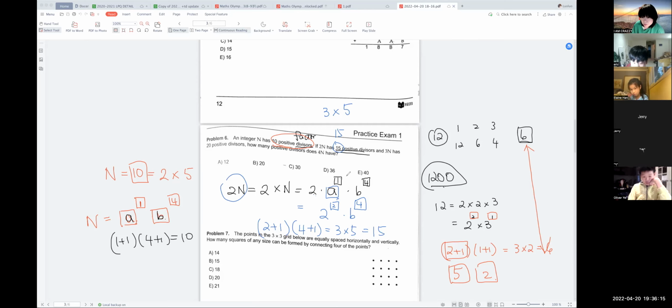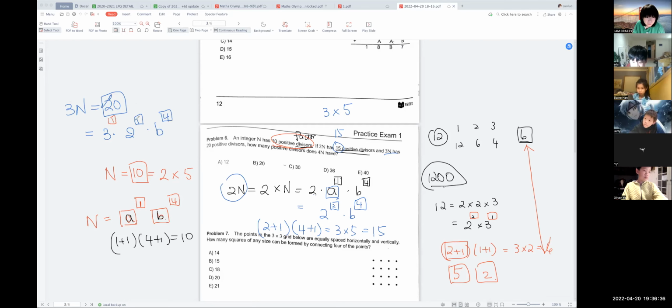Okay, the good thing is we solved A. The next step is we want to find out what B is. So let's see. 3n has 20 positive divisors. That means 3 times 2 to the power 1 times B to the power 4 has 20. Let's take a look at this one.